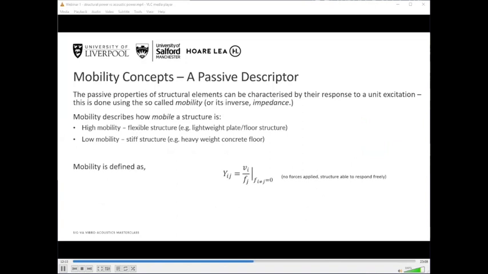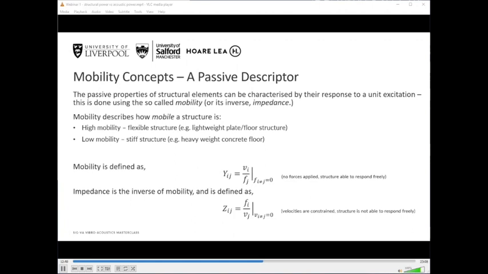The mobility is defined as in this equation here. It's simply the ratio of the resultant velocity to the applied force. Here, the subscripts I and J represent where the response is measured and where the force is applied. Also, this little condition here basically states that the velocity Vi is due to only the force at Fj. That is, no other forces are applied when we measure this velocity.